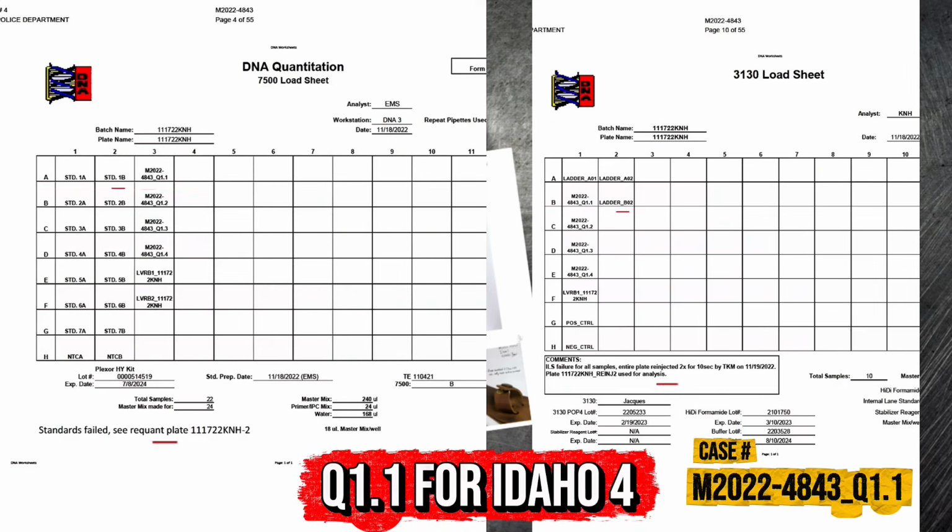Zooming out a bit, the lab's own paperwork also shows failed quant standards and later ILS failures with reruns. That doesn't automatically mean the final profile is wrong, but it does tell us they were working under less than ideal conditions and had to push the system to get there. That's typical of trace DNA, and it's one reason we should be cautious about treating the final profile and statistic as a simple, rock-solid smoking gun.